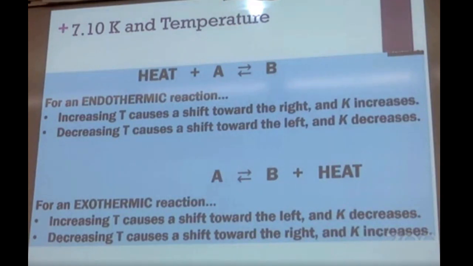Decreasing temperature, now you don't have enough heat. The reaction will shift toward the reactants. K decreases. So changing temperature changes K. But the way that K changes is based on whether the reaction is exothermic or endothermic. That's why when we were looking at these problems and it said delta H was less than 0, meaning it's exothermic, we added heat to the product side. Changing temperature does not change Q, it actually changes K.